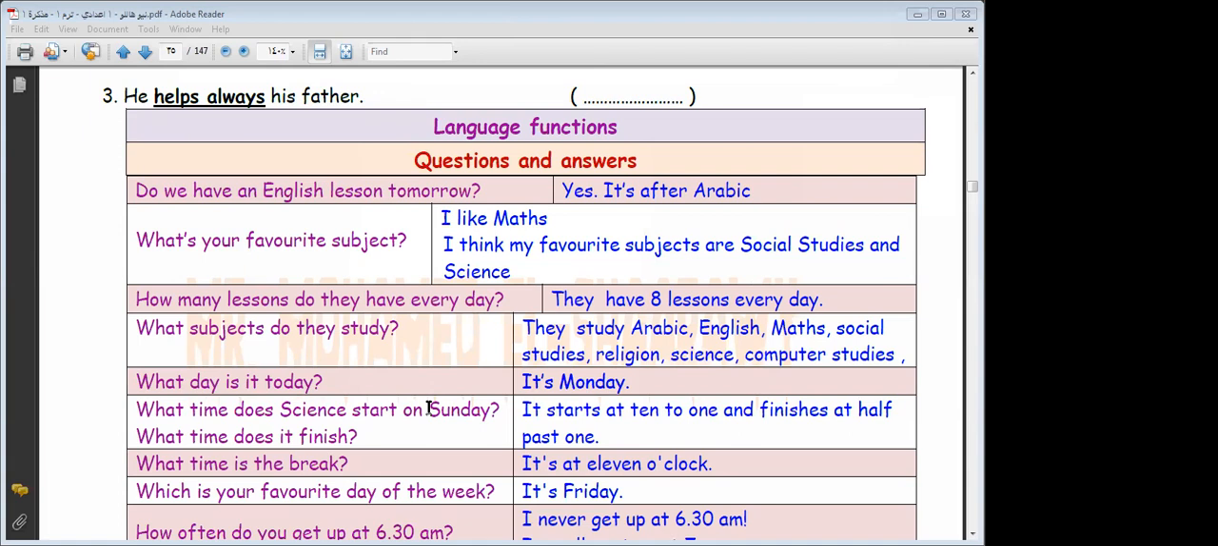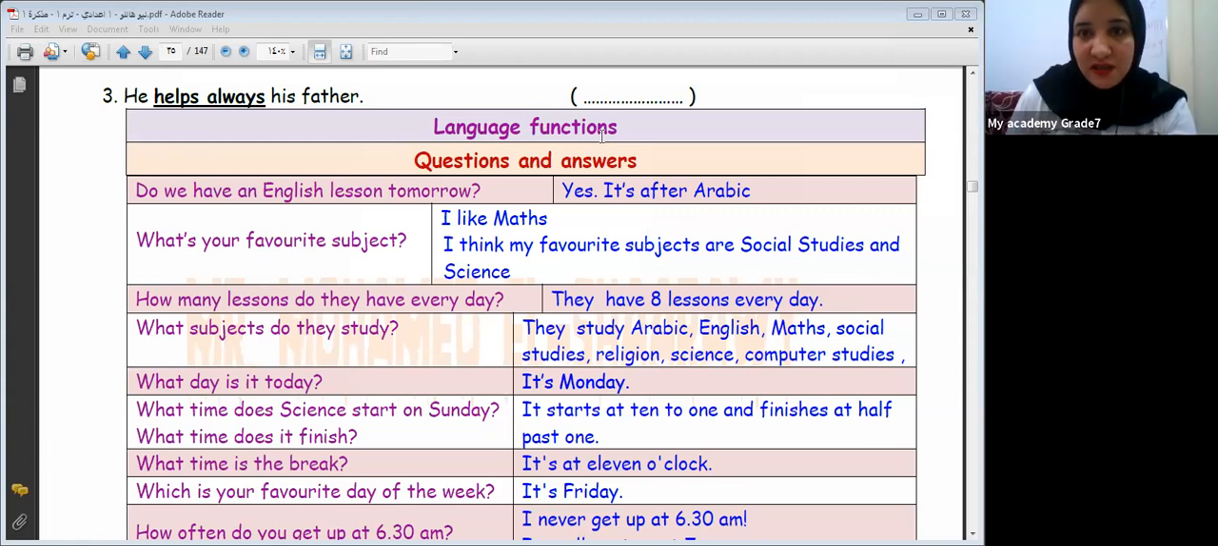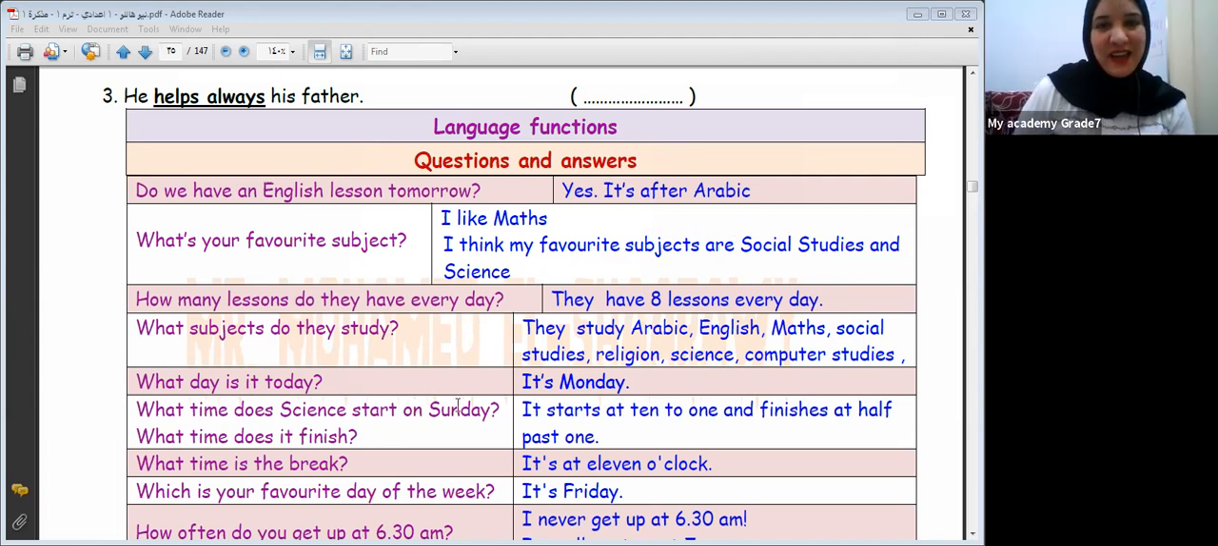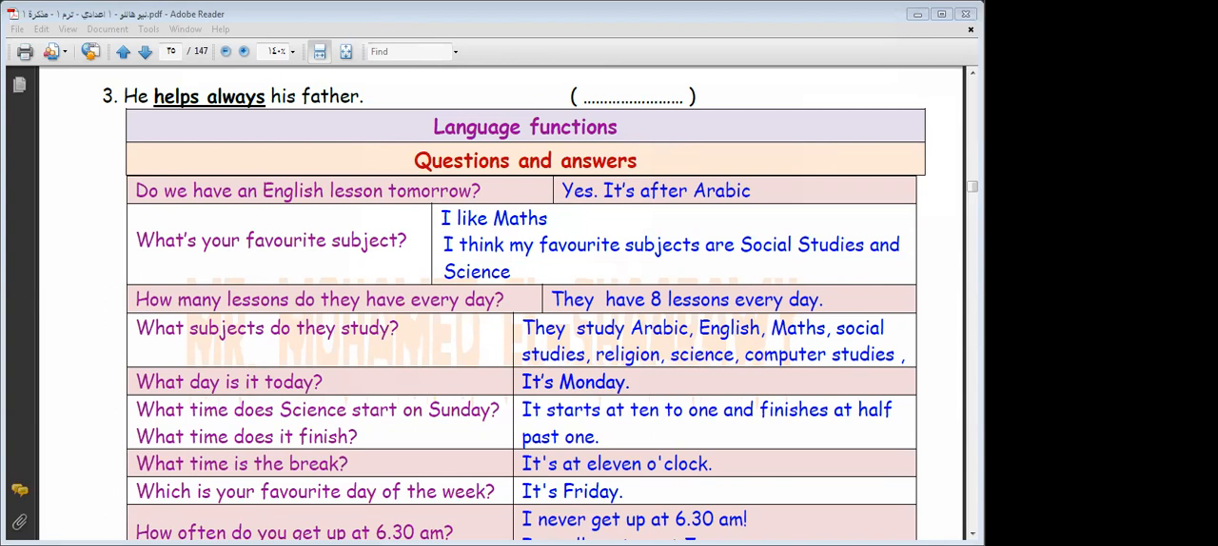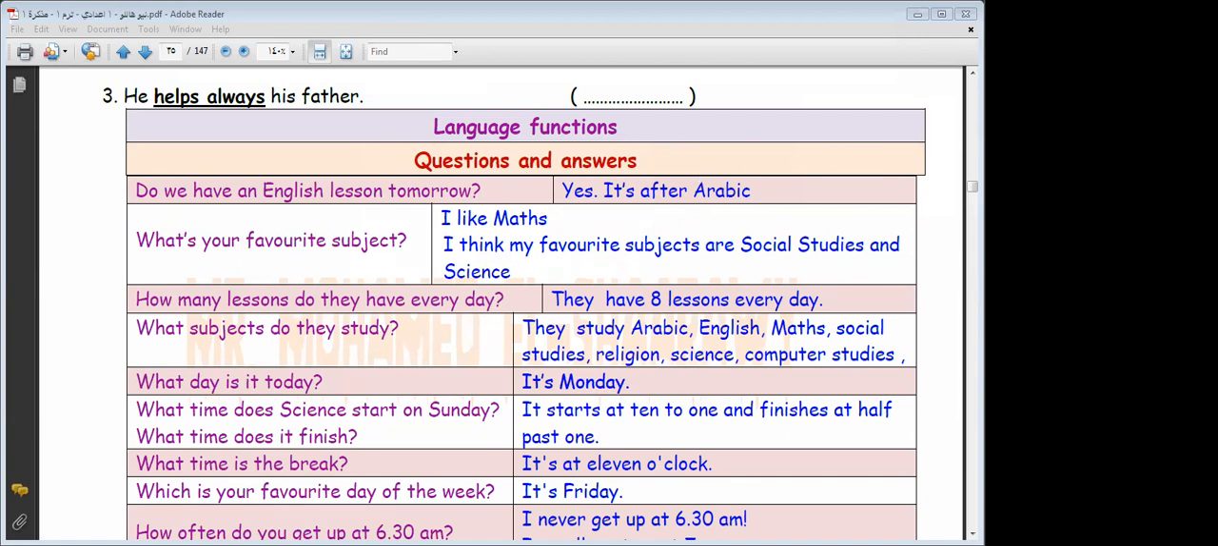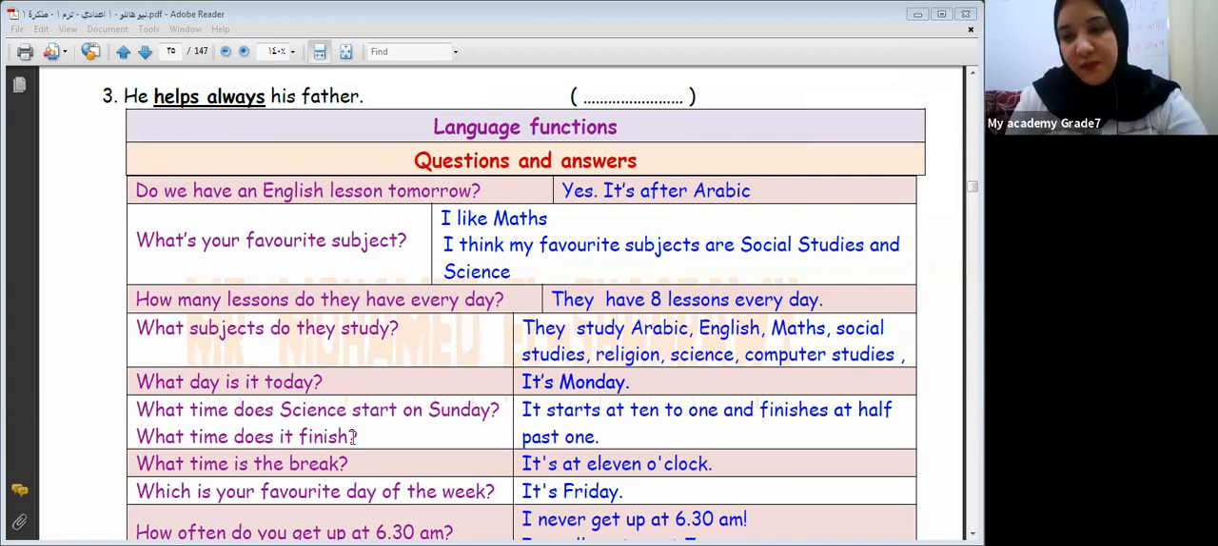Let me find Diane. Toka, the two Tokas, Toka Ahmed and Toka Muhammad, are you ready? Okay. Let's start with my daughters, with my lovely girls. Are you ready? Who will ask and who will answer? Ladies first, my man. Ladies first. Okay. Please come on. The ladies go first. Okay. Let's start.